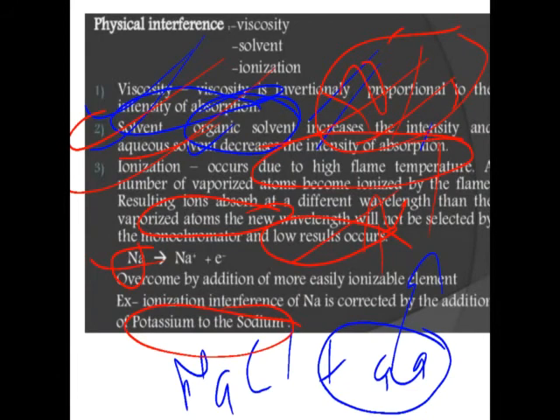So the remaining 50% is ionized, we will not get the results due to that 50% ionizable. So it will result into low results. Okay, so how can you overcome this? So in case of sodium, we can add potassium, so that instead of sodium, potassium ions will go through the ionization. So sodium ions will remain intact in the vaporized state, and we will get the better result.